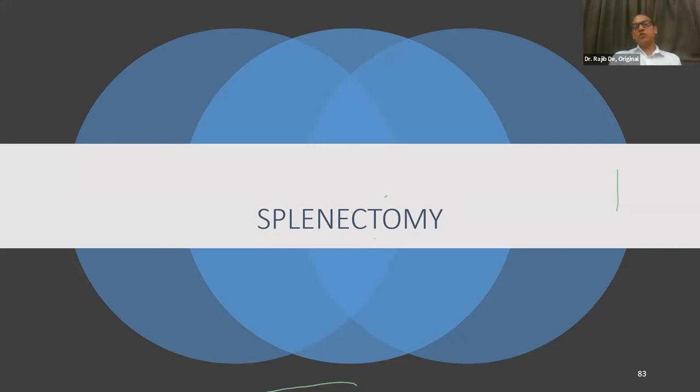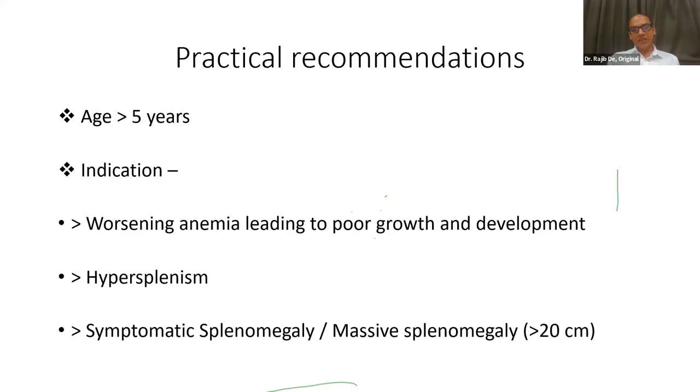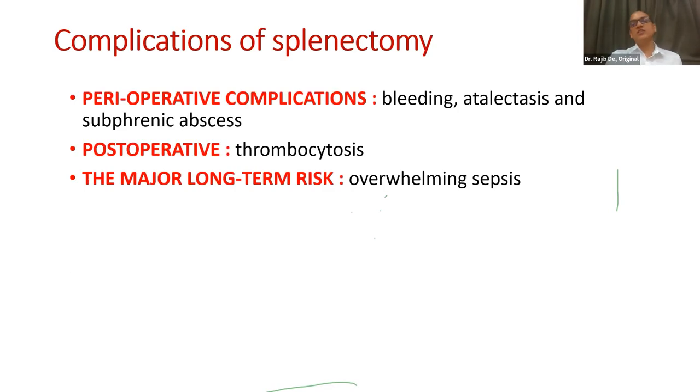Splenectomy is also an important component, but if a patient needs splenectomy, that means the patient was not properly managed. Usually, practical recommendations are age more than 5 years, worsening of anemia leading to poor growth and development, hypersplenism, massive splenomegaly, and splenic infarction. So these are the indications for a splenectomy. But it is associated with a lot of complications also, and we need to be very cautious about that.